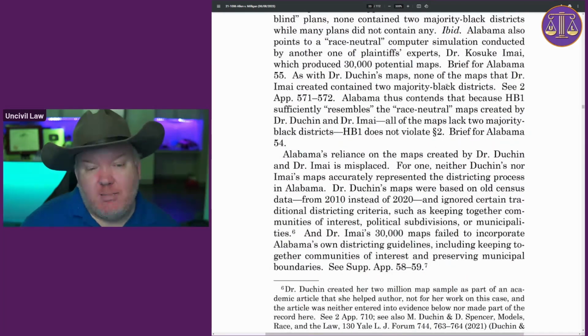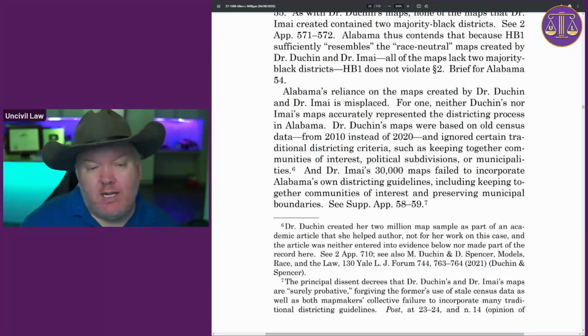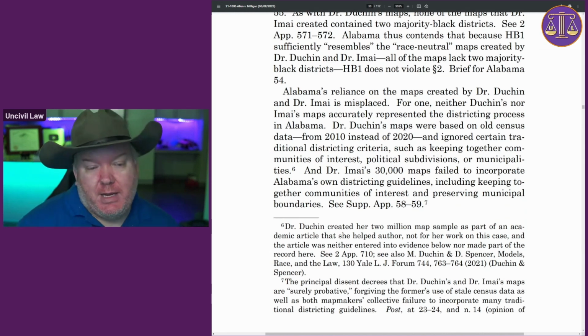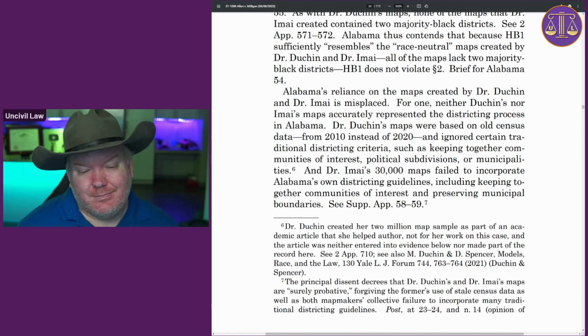Alabama's reliance on the maps created by the experts is misplaced. For one, neither expert's maps accurately represent the districting process in Alabama. The first expert's maps were based on old census data from 2010 instead of 2020, and ignored certain traditional districting criteria, such as keeping together communities of interest, political subdivisions, or municipalities. And the other expert's maps failed to incorporate Alabama's own districting guidelines, including keeping together communities of interest and preserving municipal boundaries. Okay.